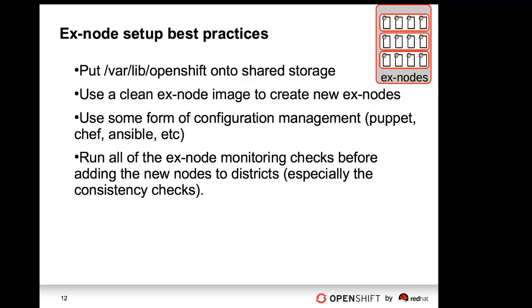And then whenever we add a new node, we run all of our monitoring checks on the new node before we actually add it to a district. So a node that's up and running will not be used until it actually goes into a district. And so we use that as a way to bring our nodes up, fully test it, make sure everything's working, and then finally, once we're confident in the new node, we put it in place.